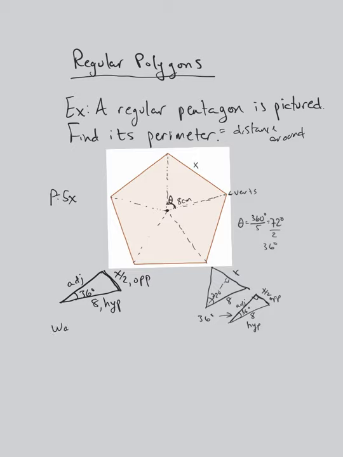We want the opposite, and we're given the hypotenuse. What trig function relates the opposite and the hypotenuse? That would be the sine. All right, and so now we write the definition. Sine of theta is the opposite over the hypotenuse. And now we fill in numbers.